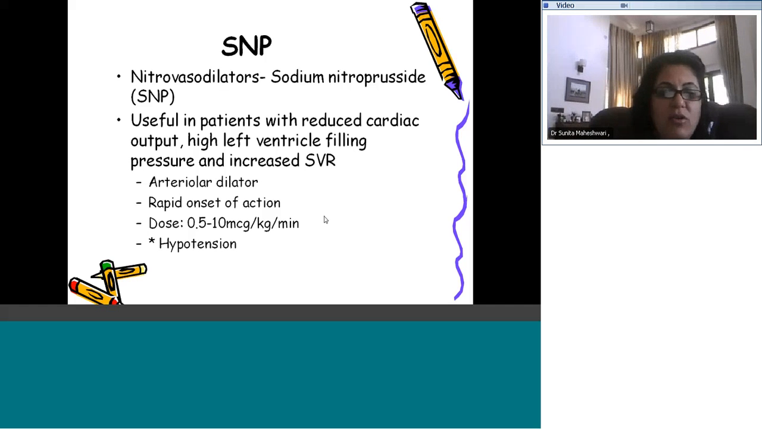It's mostly an arteriolar dilator. You have a broad range in its dosage, but just start at the lower dose and then you can ramp up. Because the good thing is you can suddenly stop it. The bad thing is it can cause hypotension. Again, you don't want to use it for long term because of long term side effects.